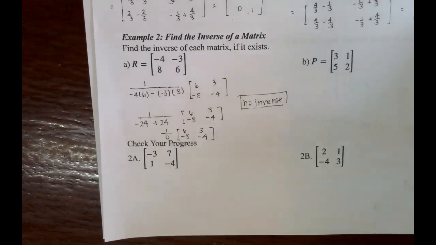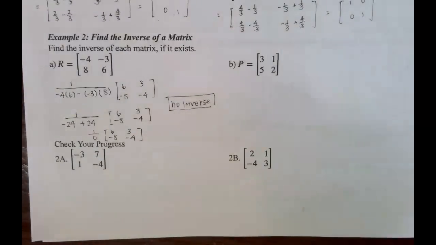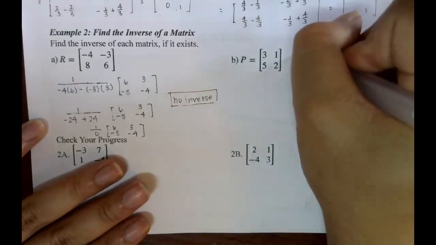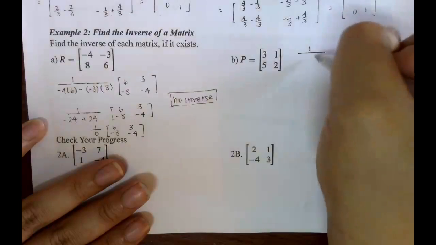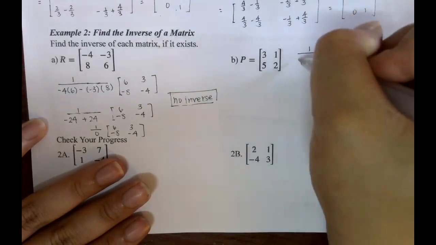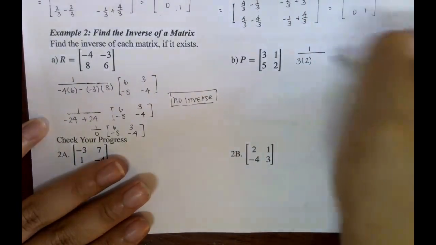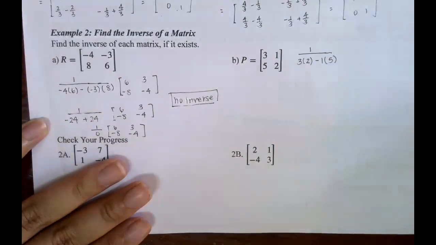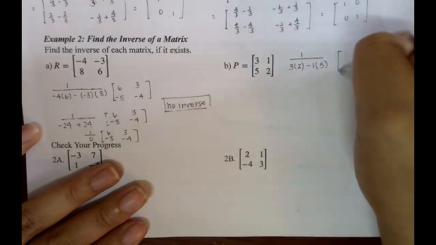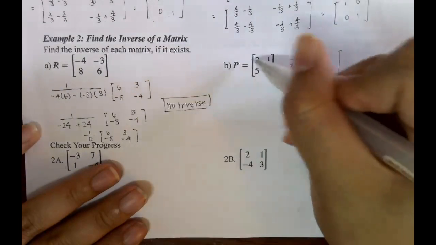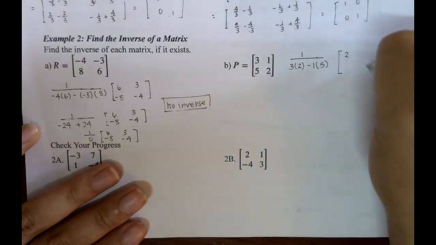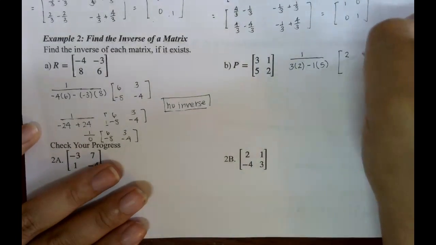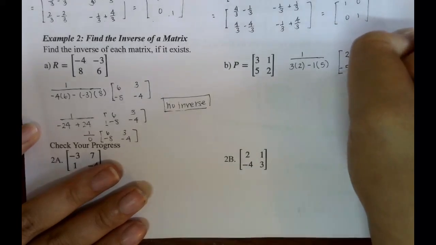Okay, so then let's try P. We're going to find the inverse of it. We're going to start with our determinant. So 1 divided by, the determinant is AD minus BC, so 3 times 2, minus B is 1 and C is 5. Then the matrix part here, A and D are going to switch places, so 2 is going to be here and 3 is here. And B and C are going to change signs. So this is going to be negative 1 and this is going to be negative 5.